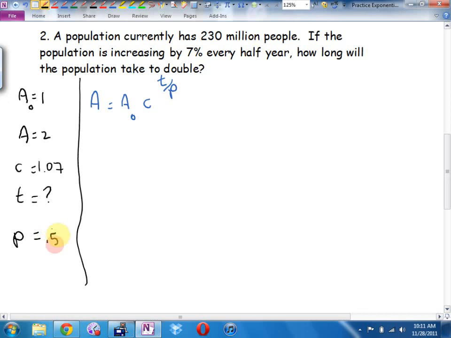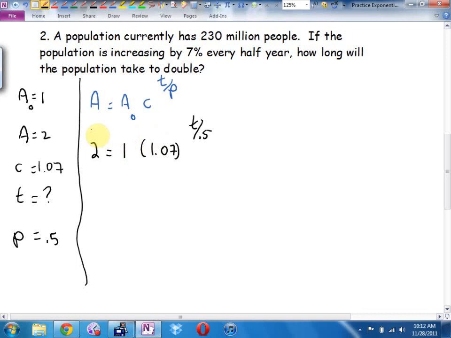All right, let's plug and chug. Final amount, 2 equals initial amount, 1.07 to the power of t over 0.5. Is that okay? Again, do you have to do this stupid little shortcut? No, you could have put the 230 and the 460, but it's kind of nice if they ask you double or triple. Use a population initial of 1.